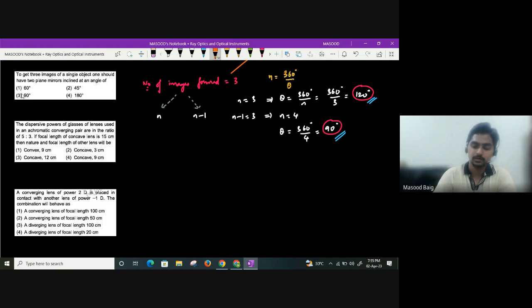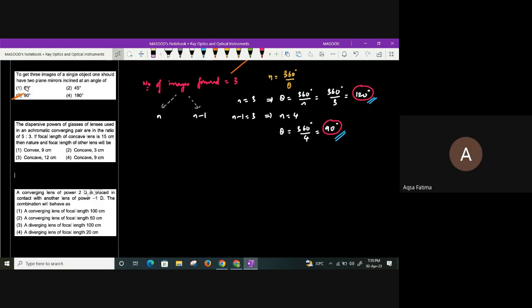So what will our answer be? 90 degrees should be our answer. Is that clear? Yes or no, everyone? I hope it is clear. Yes, sir. Right? So always remember, the number of images formed can either be n or it can be n minus 1.